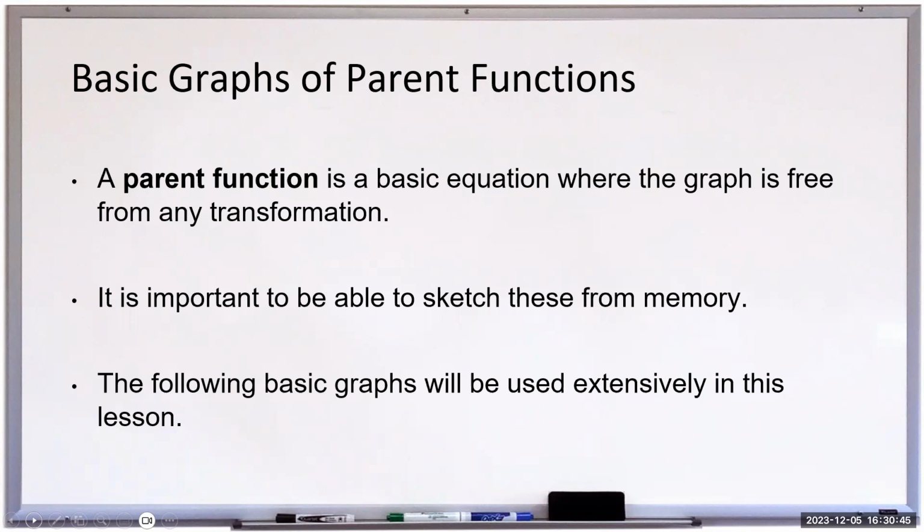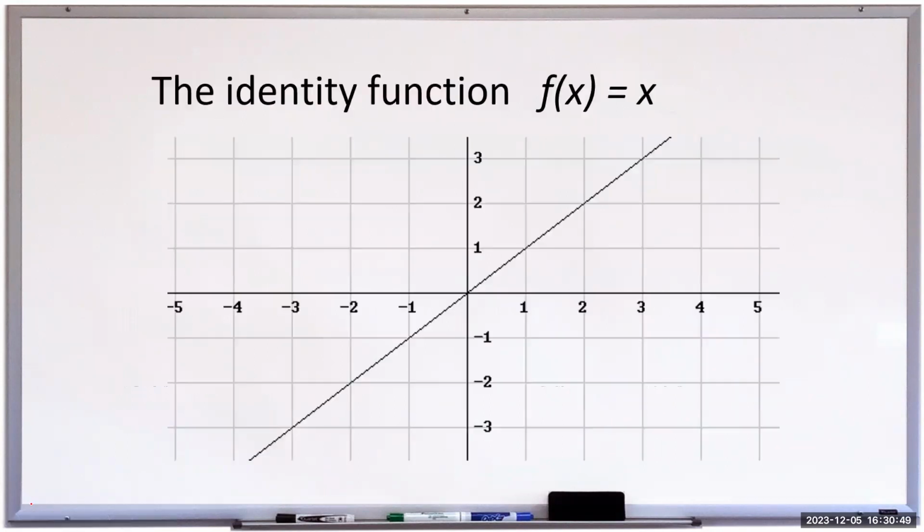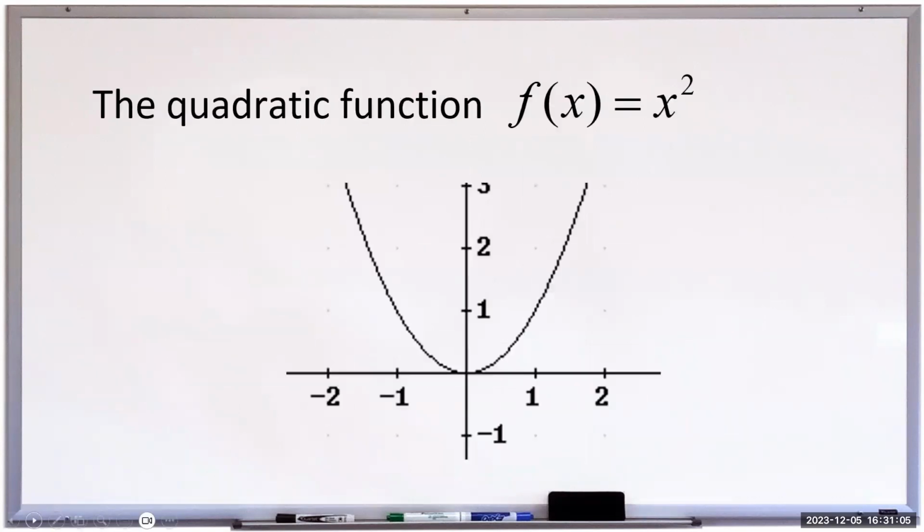And the following basic graphs will be extensively used for this topic. First parent function, you have here f of x equals x, and that is just your straight line passing through the origin. So f of x is equal to x is also called the identity function. Next one, you have the basic parabola. F of x is equal to x squared, and the graph of this parabola is this one, wherein the vertex is at the origin.